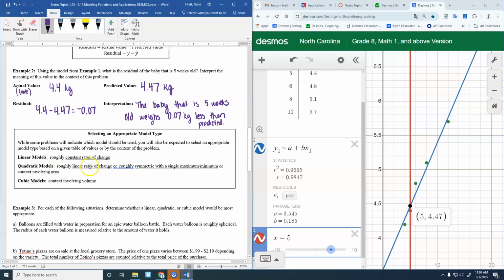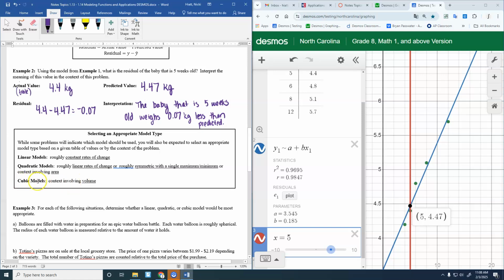Notice here it says roughly linear rates of change, or roughly symmetric with a single maximum or minimum, context involving area. This is roughly linear rates of change. Remember doing that rate of change stuff where we did the first difference and the second difference? One thing you could do with your data, if it doesn't really look like a line very much, is do your first and second difference and see if that seems to fit. Also, if you see data go up and come back down, then quadratic might be a good one for you to use there.